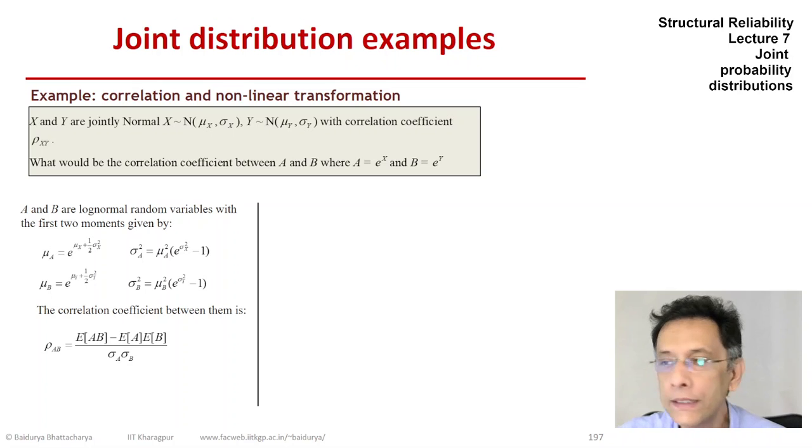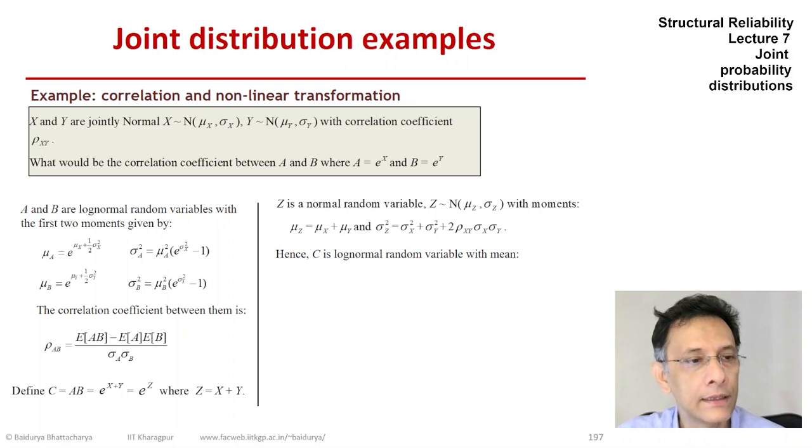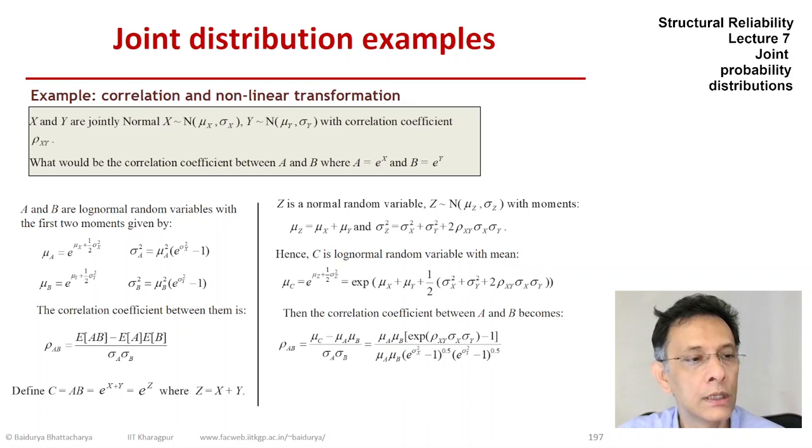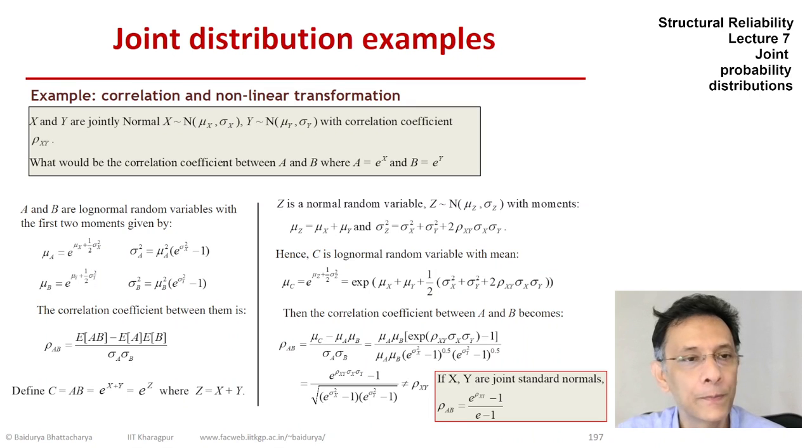and then we started deriving the rho between A and B, and for that we had to define a new log normal random variable C, and we went through the steps and ended up with an expression which was definitely different from rho xy, but it would be interesting to see what the answer would be for the standard normals case when x and y are joint standard normals, and you would get the answer as exponential of rho minus 1 divided by e minus 1. So that would be the result of this particular nonlinear transformation.